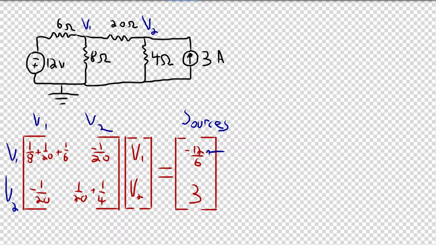What about this negative 12 over 6? What's this guy doing here? That doesn't look as nice as the number 3. Well, what sources are hooked into node 1? Well, there's this 12 volts right here. So why is it not just negative 12? And the reason it's not negative 12 is because these equations, remember, are coming from KCL, which is current. So they're all current equations. And that, my friend, is a voltage source. And volts are not the same thing as amps. Unfortunately, actually, probably very fortunately, they're not the same thing. So we need to do something to convert them into amps.